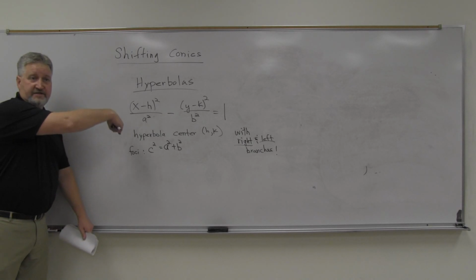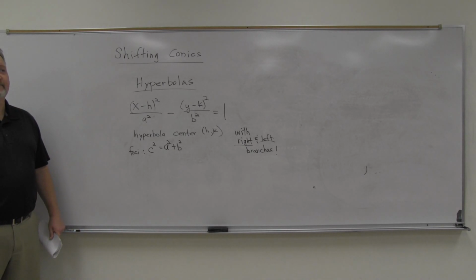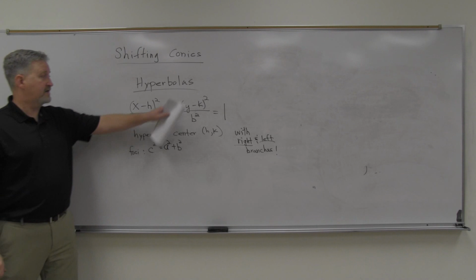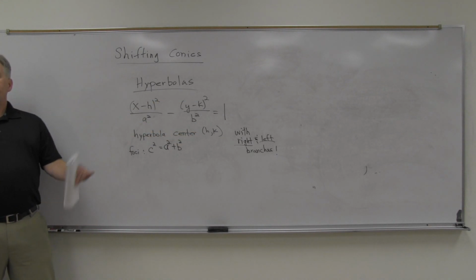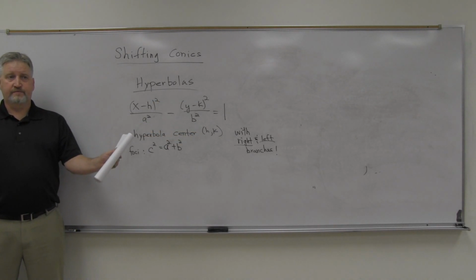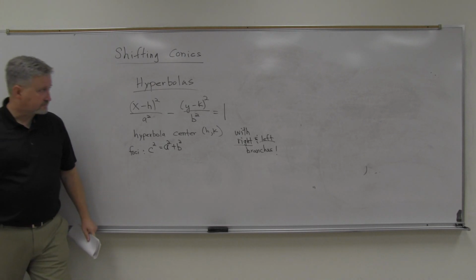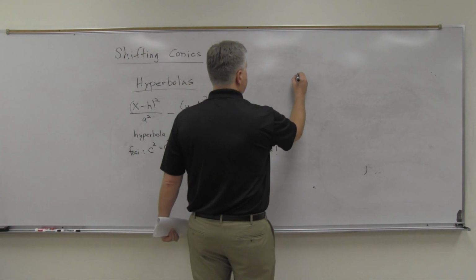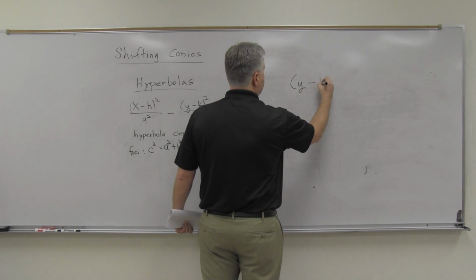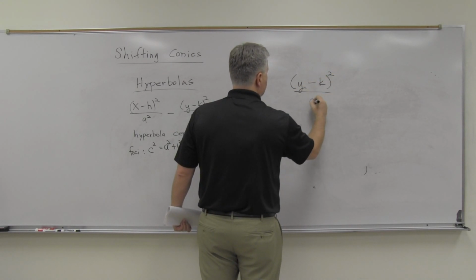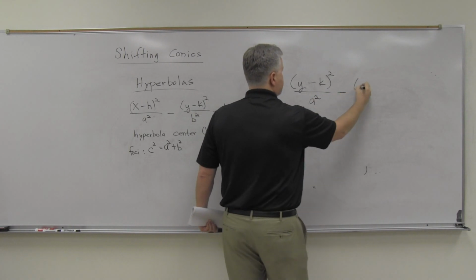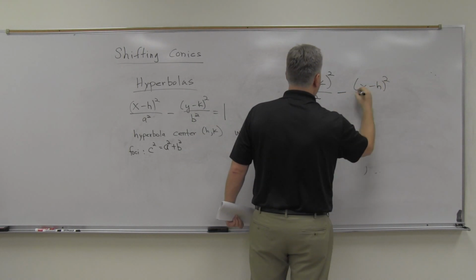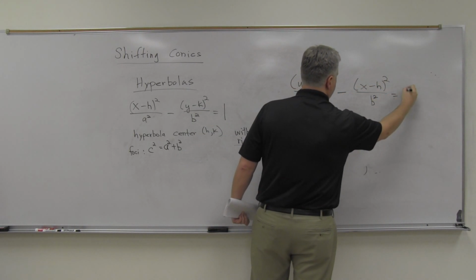Yeah, it's because the x squared is first, right? The x squared is first, minus then the y squared. That's a right and left branching hyperbola. And so if it's y first, minus x minus h squared over b squared equals 1.